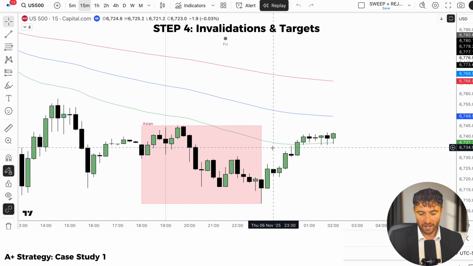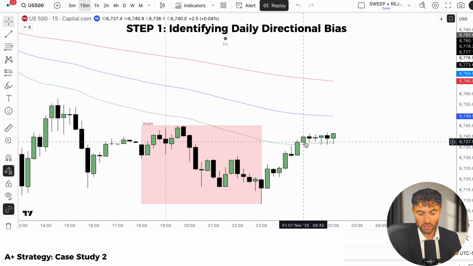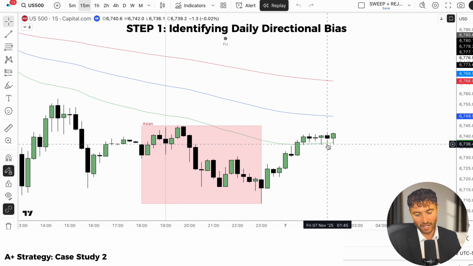So now let's have a look at another trade example of literally a trade that I just took this morning. So we're looking at Friday, 7th of November, 2025. Let's break it all down.